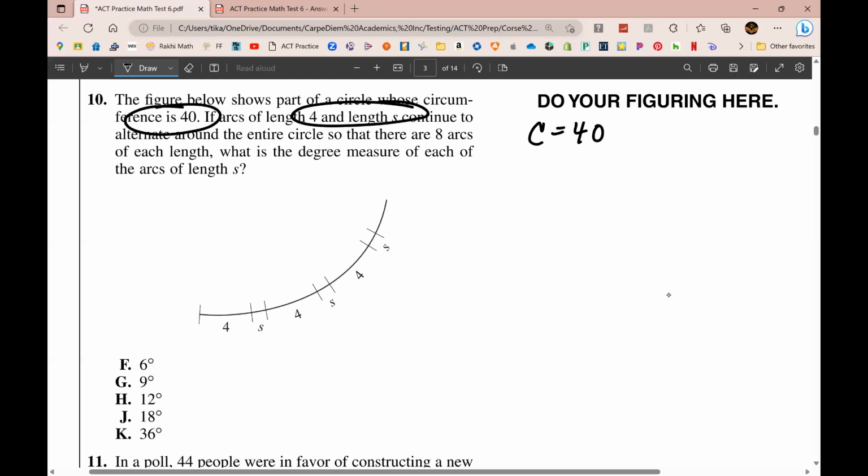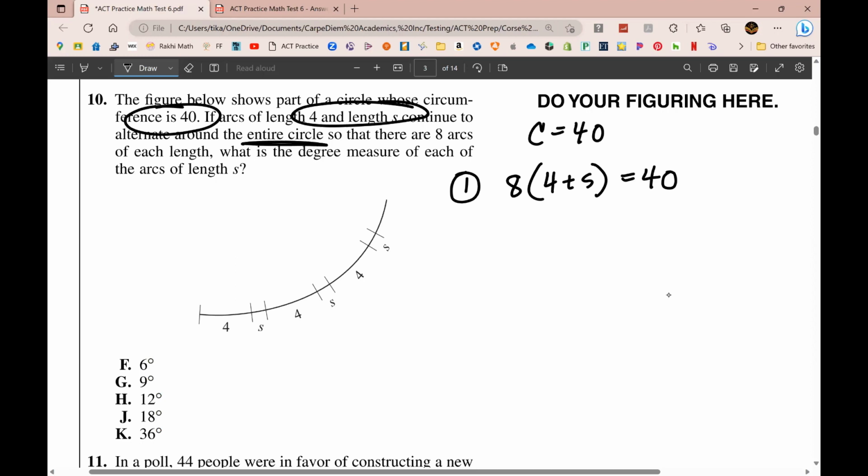So 4 and S, so that would be 4 plus S. They say if 8 of those go around the whole circle, then that would be your circumference, right? So that's the first equation that you need to come up with. Again, it says circumference is 40, and then it says 4 and length S continue to alternate so that there's 8 arcs of each length for the whole, entire circle.